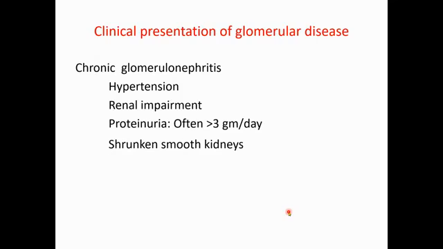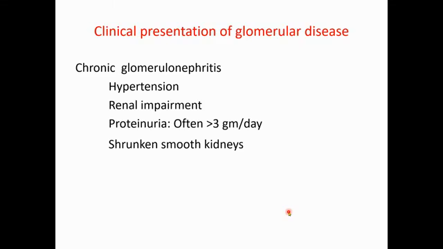And the last presentation is chronic glomerulonephritis. This group of patients usually presents as a young age group with no health checkup. Young patient, this patient is hypertensive, you don't know. This has a renal impairment, you don't know. But the proteinuria is usually more than 3 gram per day, and already the kidney is shrunken and smooth. The kidney size is reduced, and there is loss of medullary differentiation.